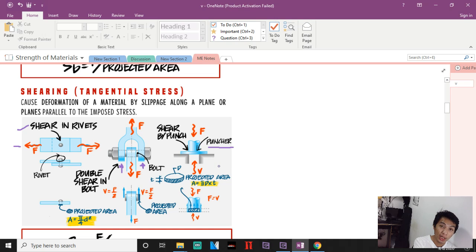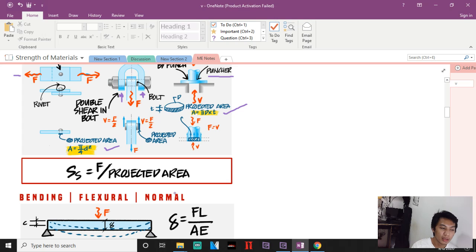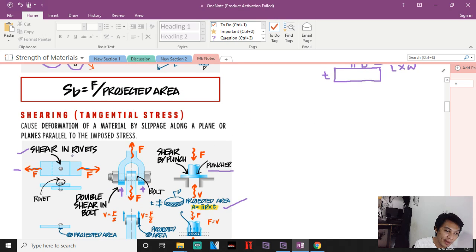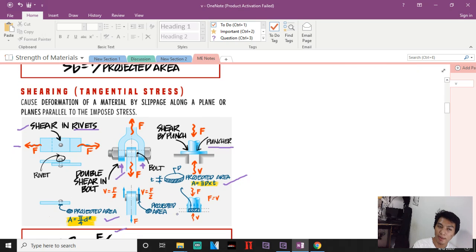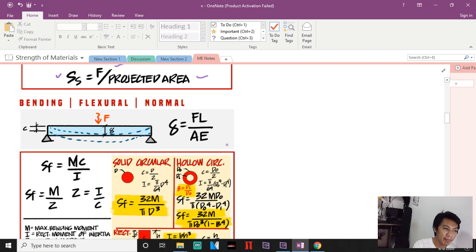Ngayon, titignan mo parati yung projected area. Okay? Ito, pag projected area ni puncher, projected nito, dalawa, F divided by 2. Projected area ni rivet. Okay. Magkakaiba yan pag shear. Okay? Kaya ito yan. Yung shear will be equal to the force divided by projected area. But take note of the keywords, okay? Rivets, clevis, and then puncher. Okay? Magkakaiba yun.